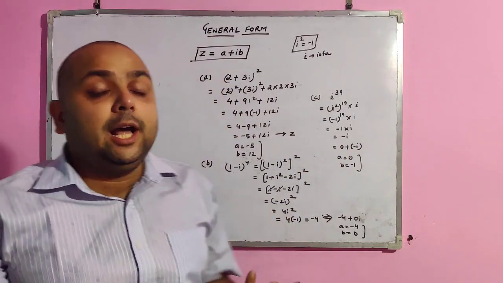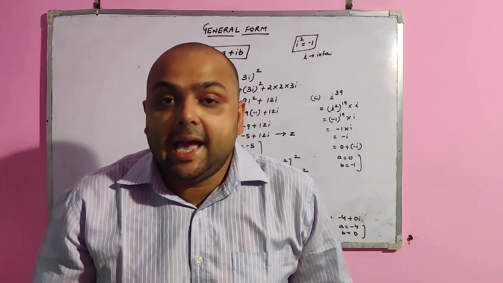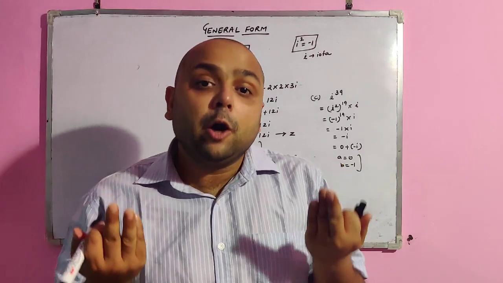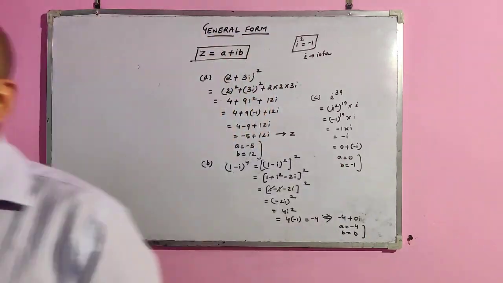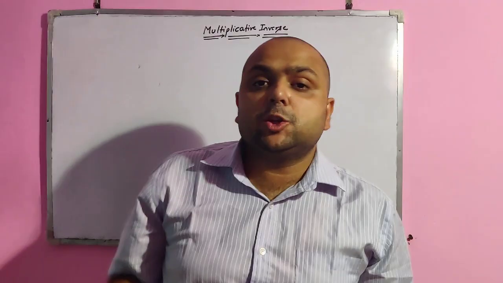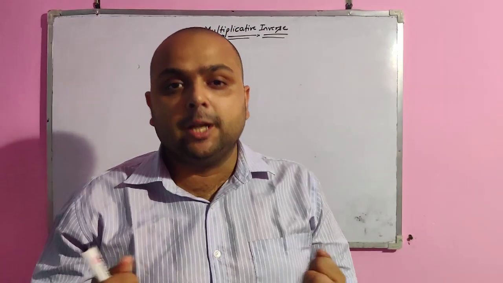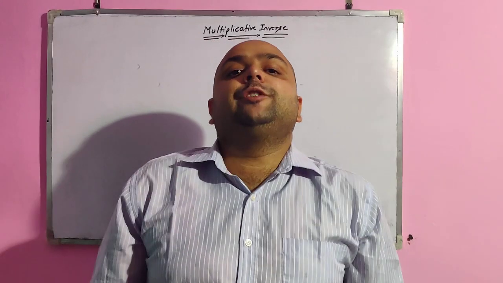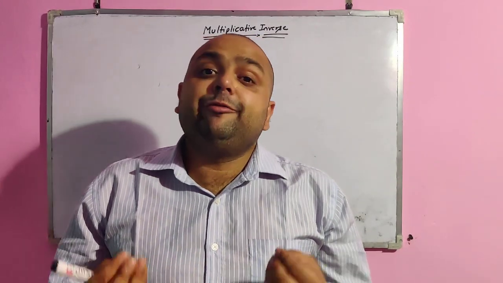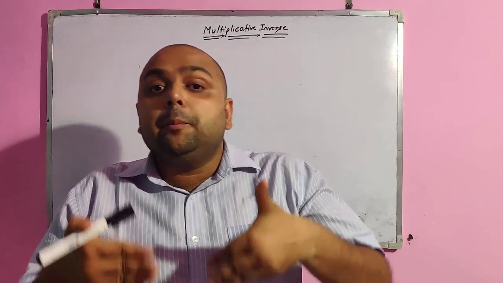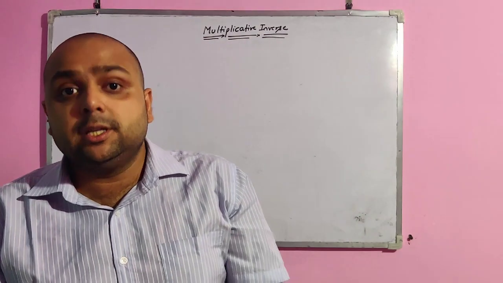So hope you understand how to calculate the general form, and in the next part I am going to tell you about the multiplicative inverse of the complex number. Now we are going to understand the multiplicative inverse concept related to the complex number. Multiplicative inverse means the reciprocal of the complex number. So if the complex number is represented by Z, Z inverse is the multiplicative inverse.